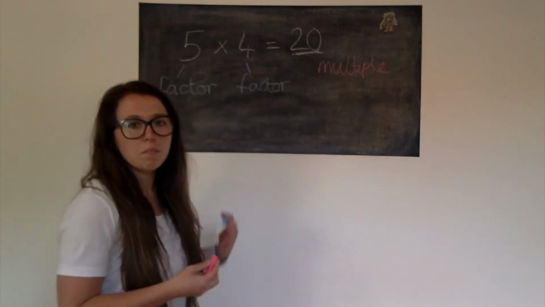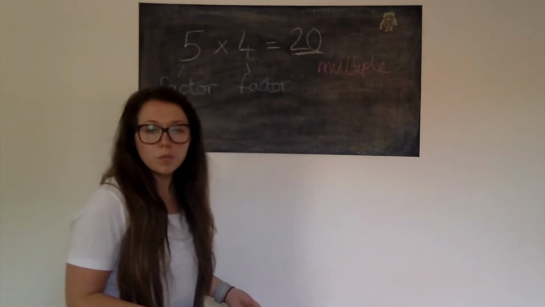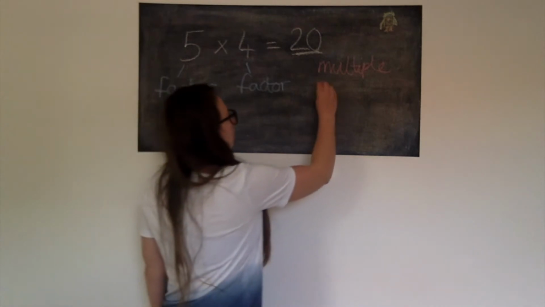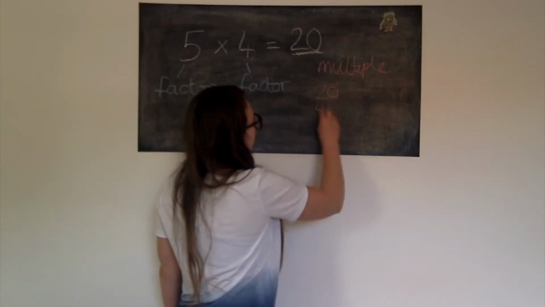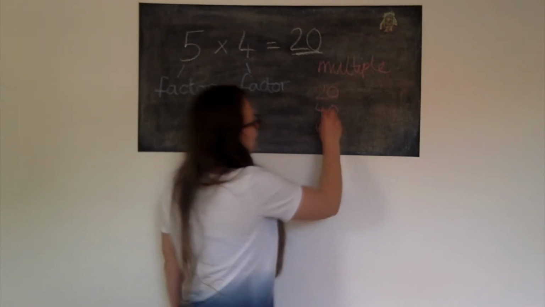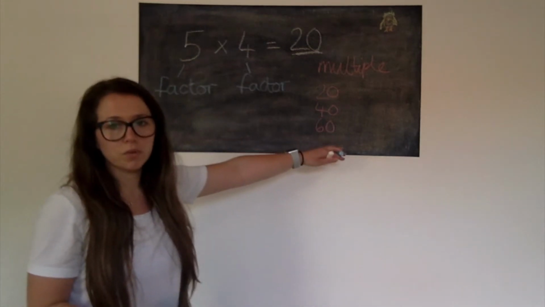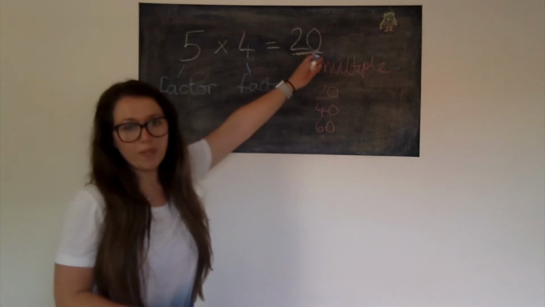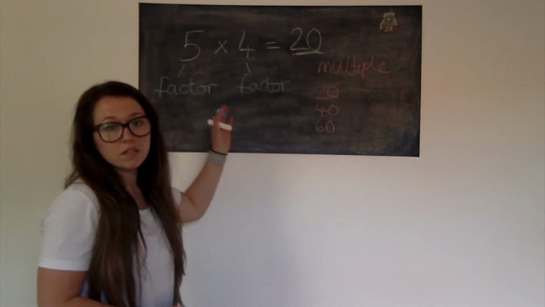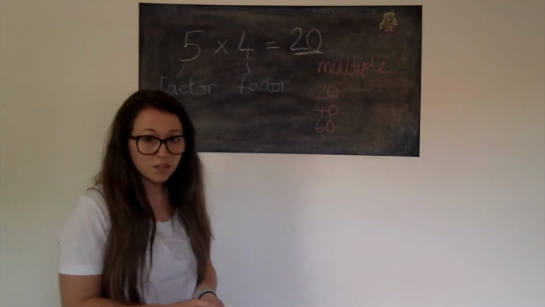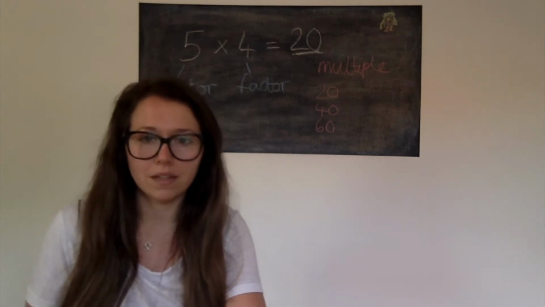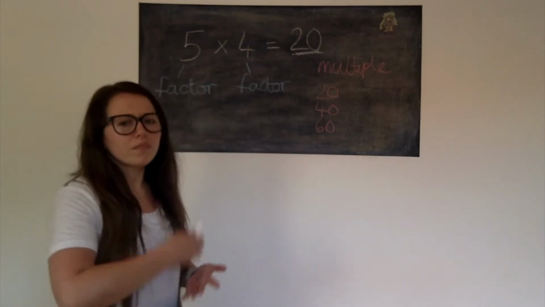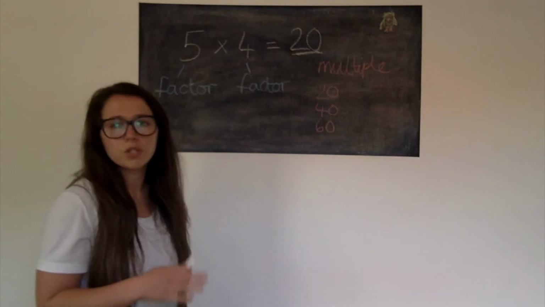Okay, so we've got a multiple. Other multiples of 20 would be 20, 40, 60, and so on. Those are our multiples. Now there are also other factors of 20. And this wasn't a very good place to start because when we're thinking about factors, we like to try and be systematic. So try and think about doing them in a logical order so that we don't miss any.